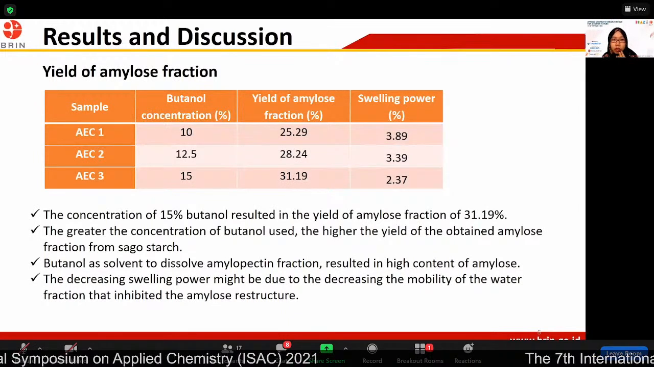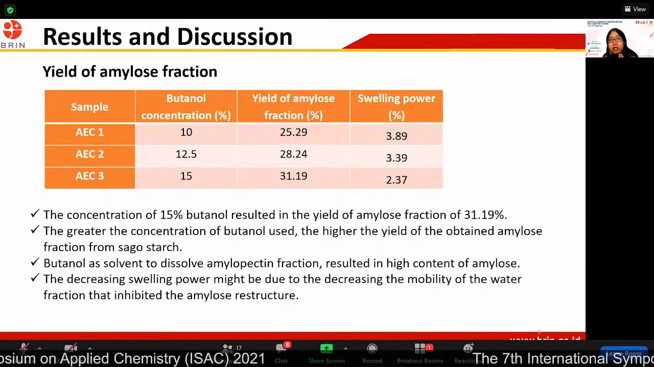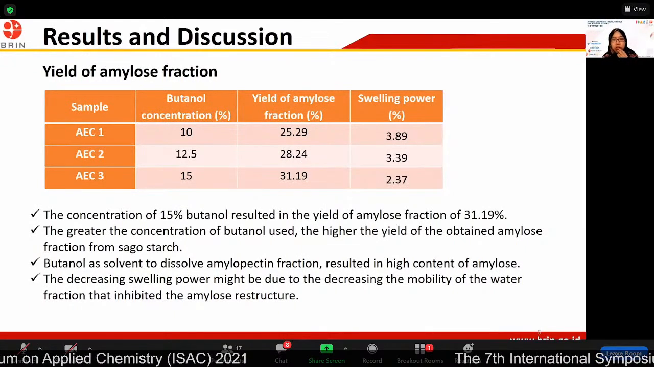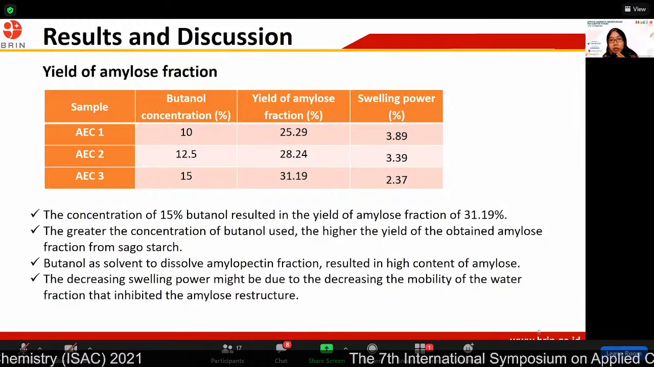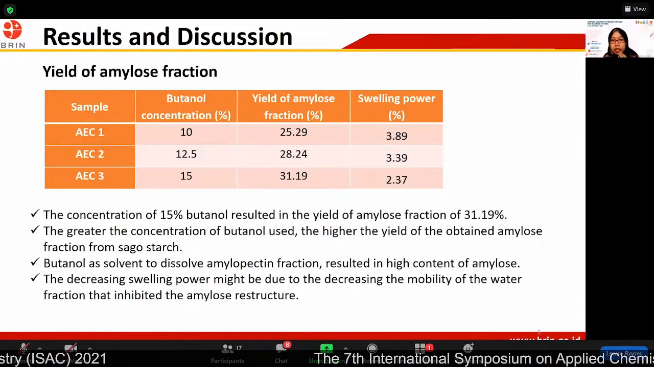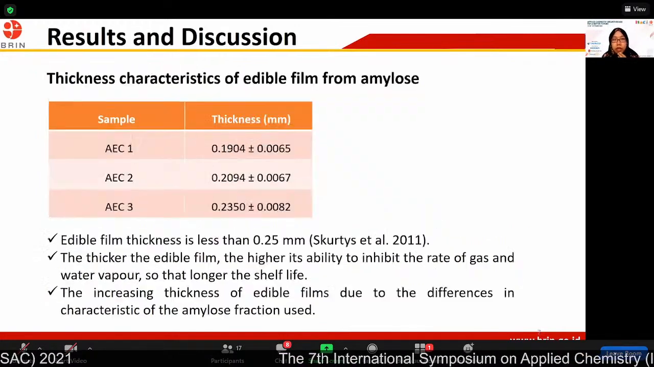From the data, we can get information that the greater the concentration of butanol that we use resulted in the higher yield of the obtained amylose fraction from sago starch. And the butanol can dissolve the amylopectin fraction, and then it can result in high content of amylose. And then the decreasing swelling power might be due to the decreasing of the mobility of water fraction, and that can inhibit the amylose restructure.